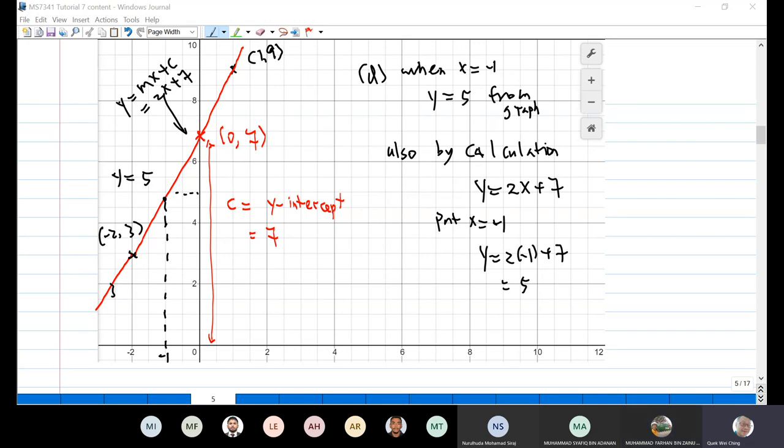Okay, so this is question one. Most of the information you can get from the graph after you draw the graph correctly already. So you need graph paper. Don't worry about graph paper, because during the exam, the graph paper will be given to you. Okay. Now let's look at question two.